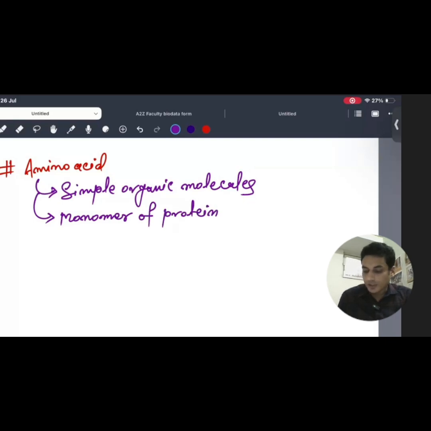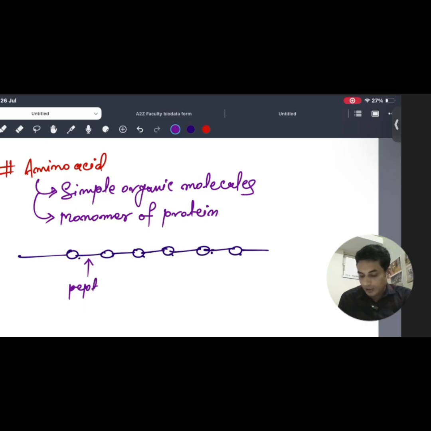Protein means, you know the simple structure of protein, the primary structure: there are different types of amino acid which are bonded together by the peptide bond. A total of 20 types of amino acid participate in protein synthesis. Two amino acids are bonded together by the peptide bond in the primary structure of protein. It is the peptide bond.